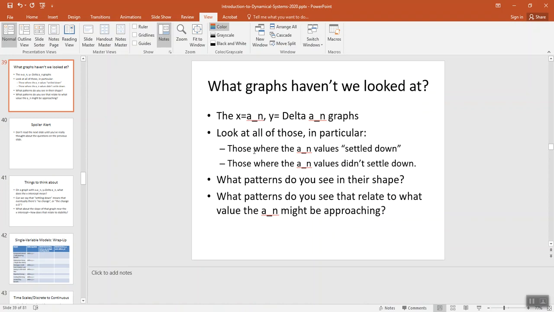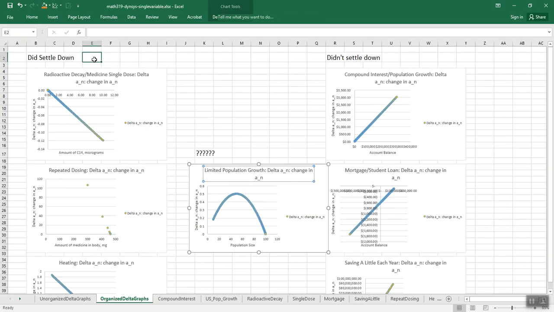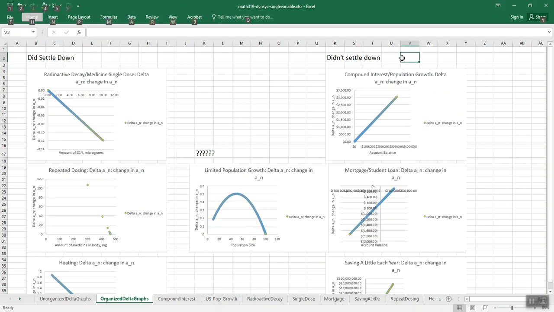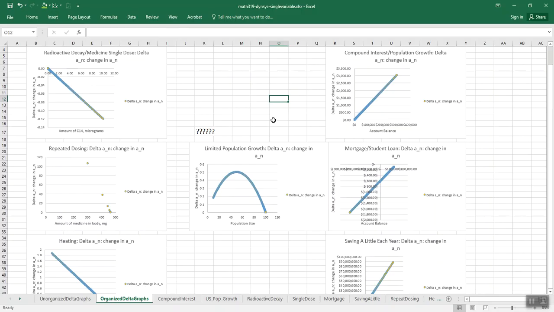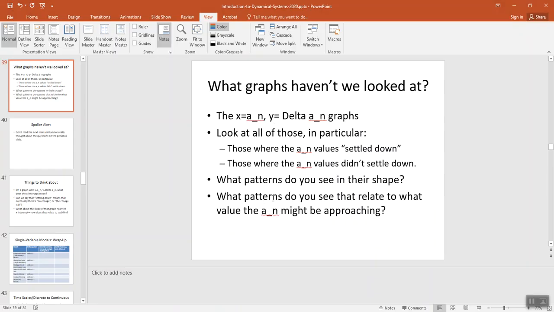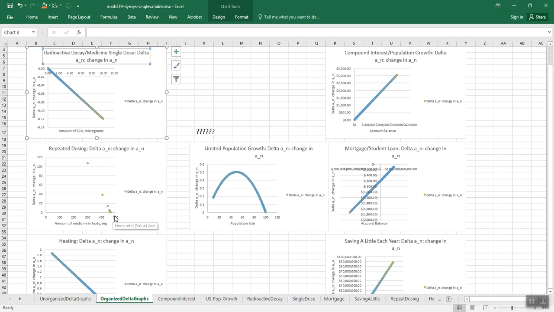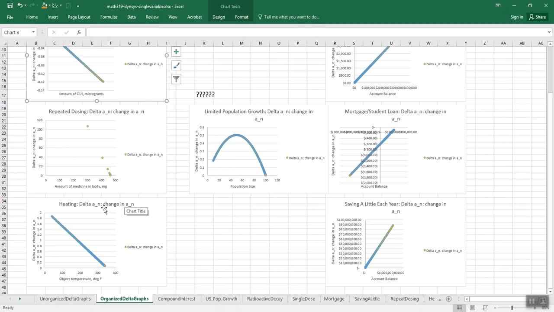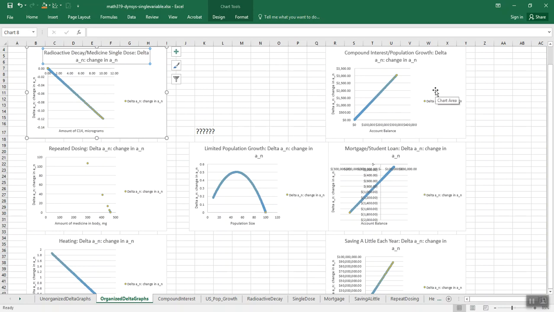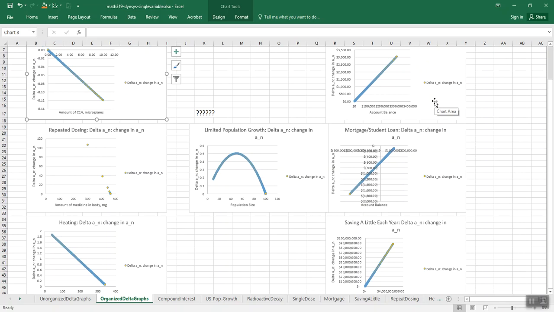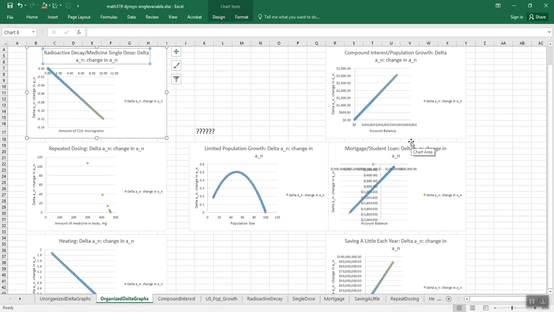Let's come back here. What patterns do you see in the shape of those where the system did settle down versus didn't? Think about that. And what patterns do you see here that might tell you something about where the system settles down? This one settled down, radioactive decay settled down to 0, repeated dosing settled down to something 500-ish. The heating cooling settled down to the ambient temperature, which was 350. These ones didn't settle down, so we might think, is there something like settling down that goes on there? And limited population growth settled down to the carrying capacity, which was 100, but if I started at 0 or near 0, then it ran away.